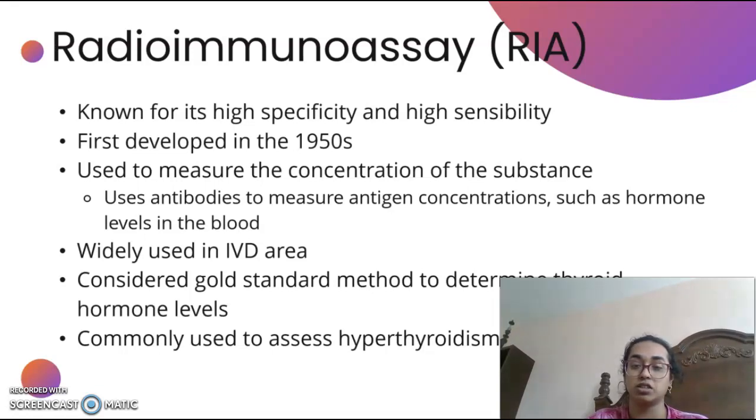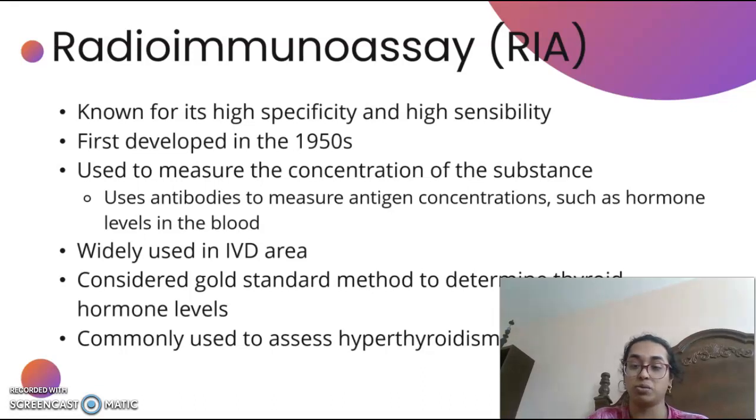RIA is also considered to be the gold standard method when it comes to determining thyroid hormone levels, mainly because RIA exhibits high sensitivity and specificity and low detection limits. In human beings, RIA of the TSH hormone is routinely performed to assess hyperthyroidism and hypothyroidism.